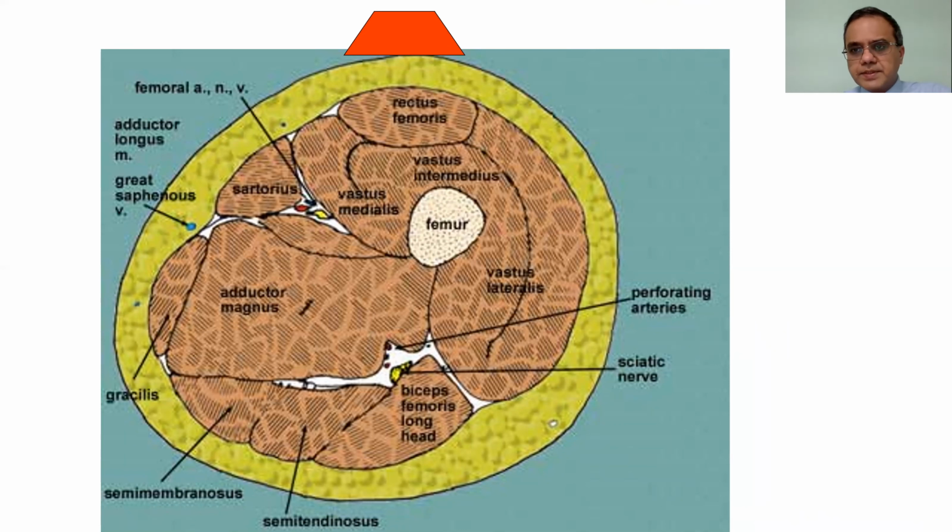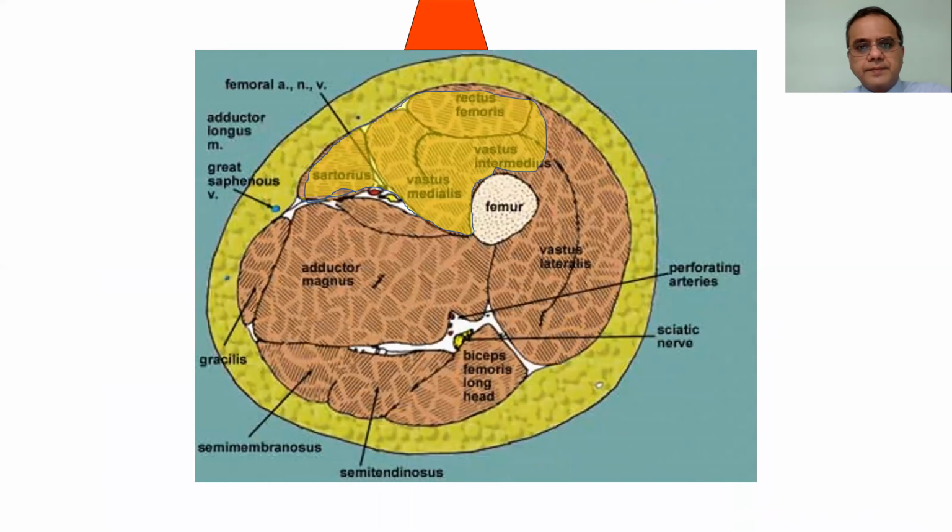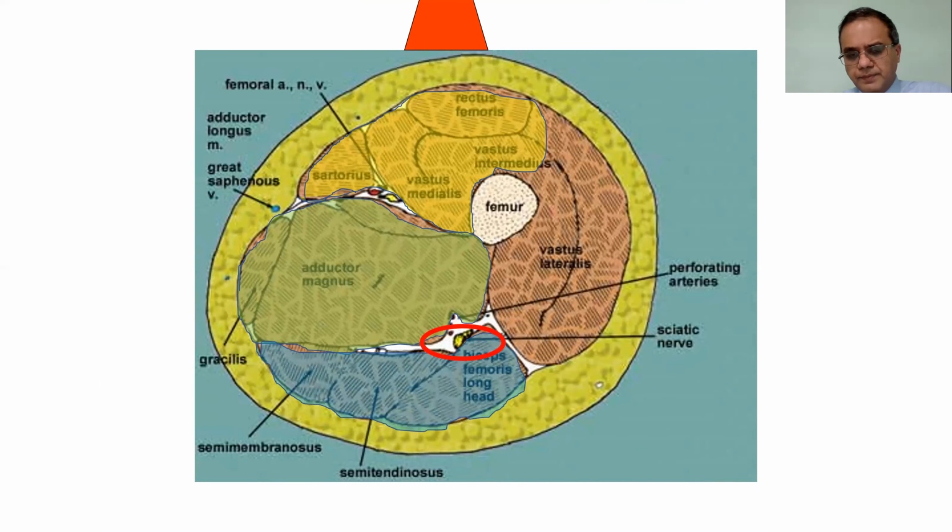You can see various muscle groups in this cross section of the thigh. Anteriorly, you have the quadriceps group of muscles. In the middle, you have the adductor group of muscles. And posteriorly, you have the hamstring group of muscles. So when you're looking from anterior to posterior, the sciatic nerve is found between the second and the third group of muscles, so between the adductors and the hamstring group of muscles.